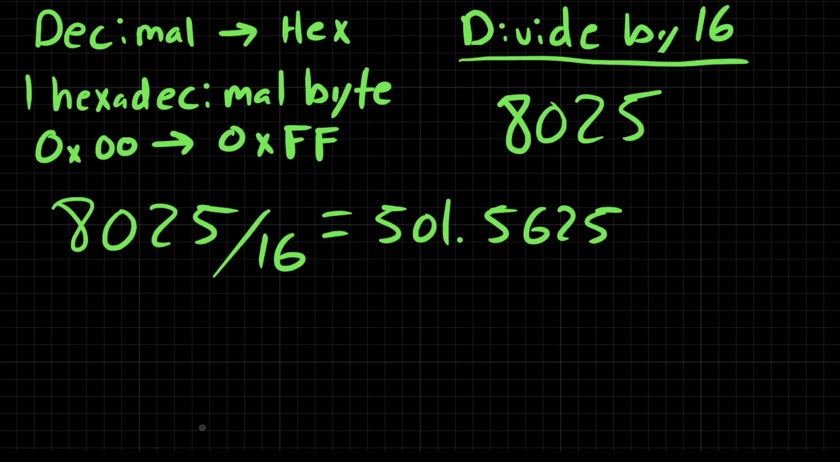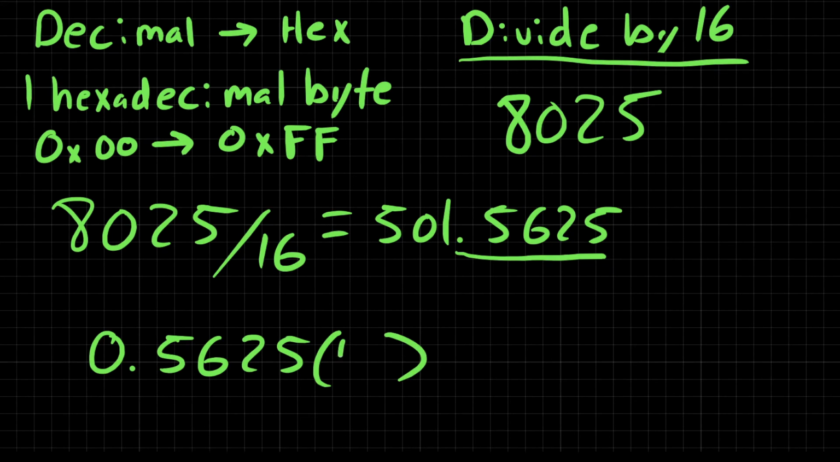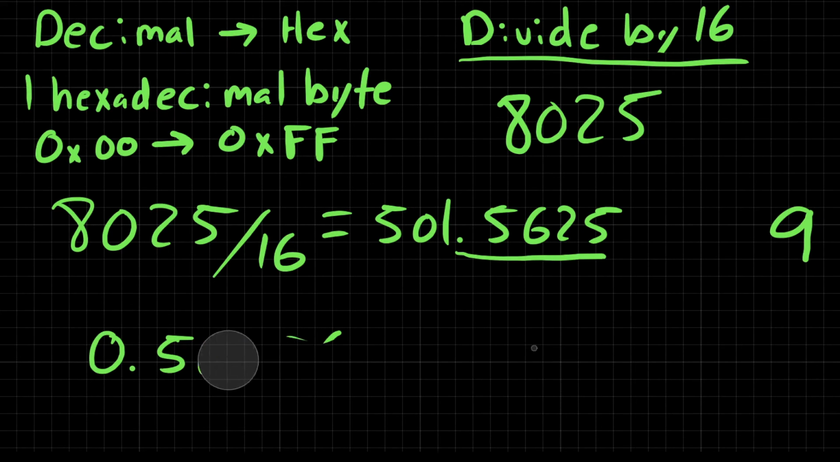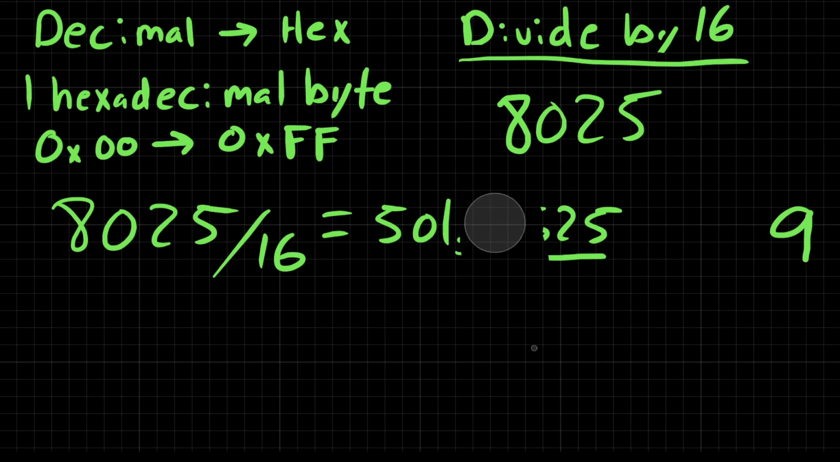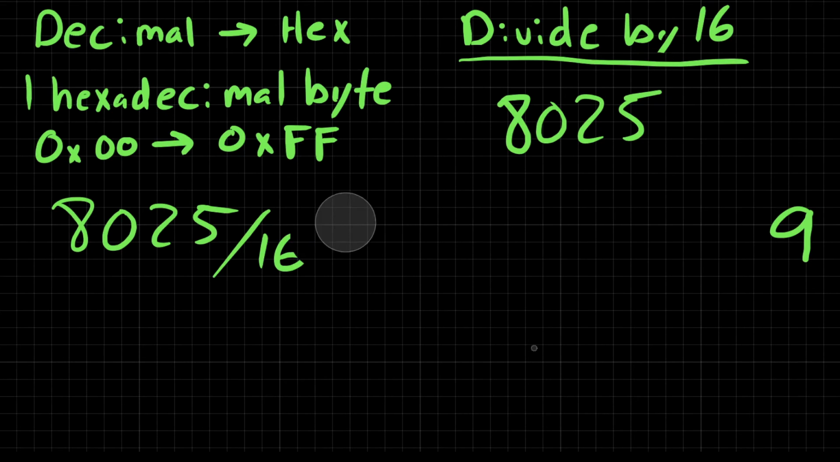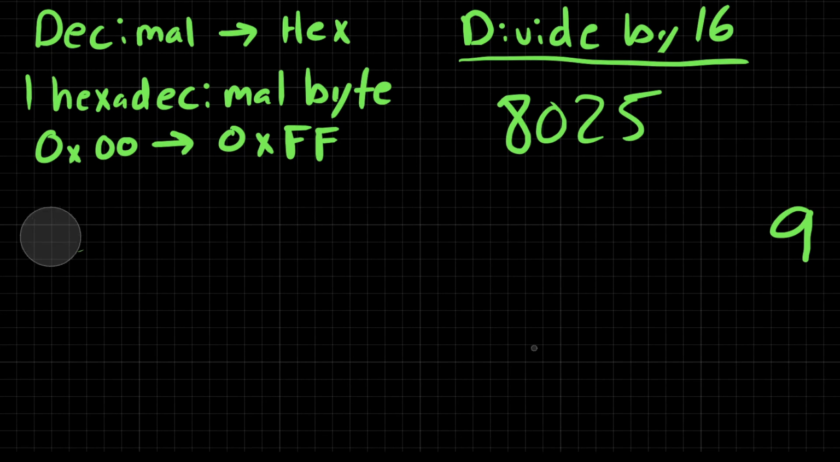We're going to leave the 501, and we're going to take just the fractional part here, which is 0.5625. We're going to multiply that by 16. So 0.5625 times 16, and what that is going to give us is the number 9. Now I'm going to take that number and write it over here as a part of my answer. That's going to be our 1's place. So now I'm going to erase this so that we have some room to work, and we're going to leave our 501 here and use it.